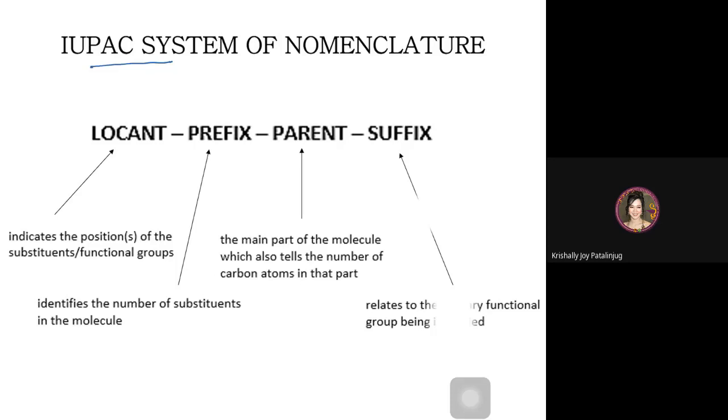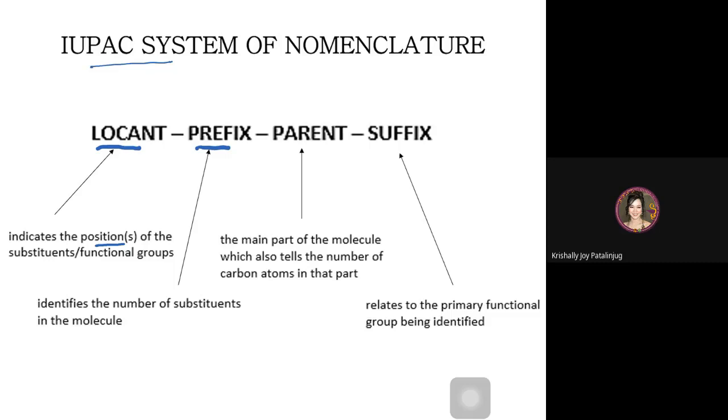And these are, first, the locant. The locant is usually given in the form of a number. So 1, 2, 3, 4, and so forth. So that number, that locant, will help us locate, right? From the word locant, it will help us locate the position of either the substituents or the functional group present in that molecule. And then it is followed by a prefix.